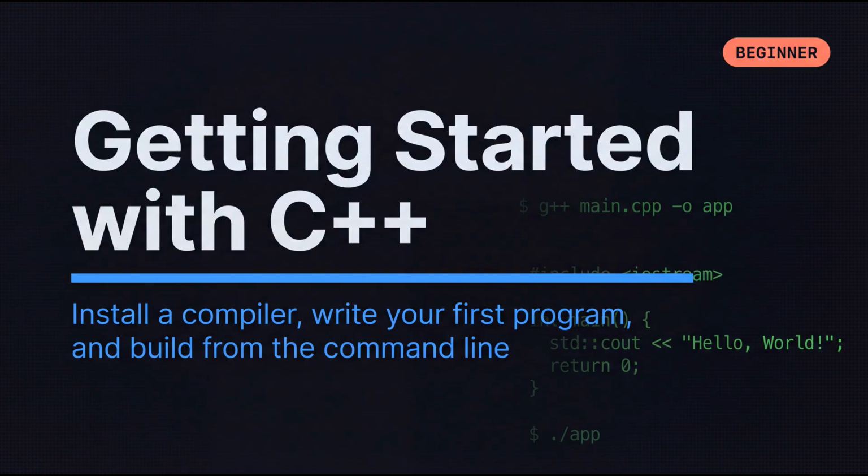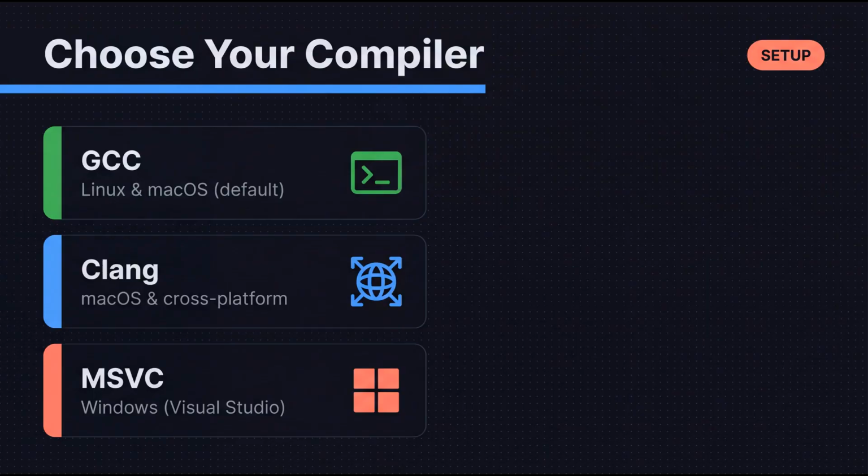Let's begin. A compiler is the program that translates your C++ source code into something the computer can actually execute. There are three compilers you'll encounter. GCC, the default on Linux, also available on macOS. Open source, battle-tested, excellent error messages. Clang, preferred on macOS, comes with Xcode command line tools. Excellent diagnostics and strong cross-platform support. And MSVC, Microsoft's compiler for Windows, tightly integrated with Visual Studio.